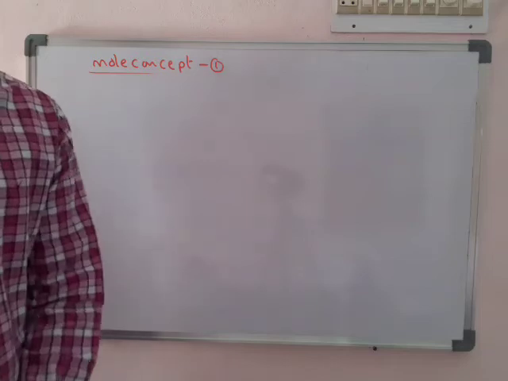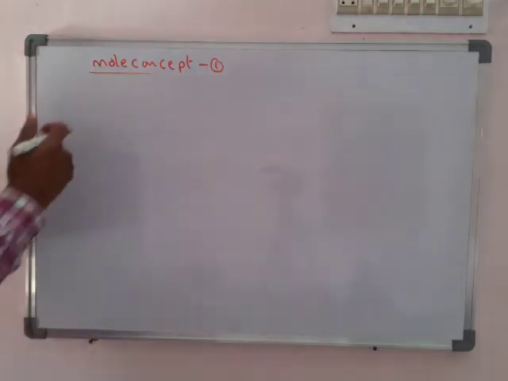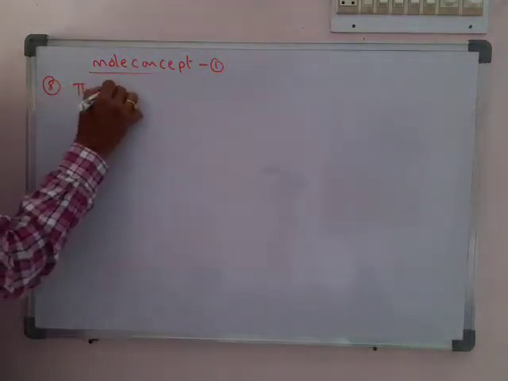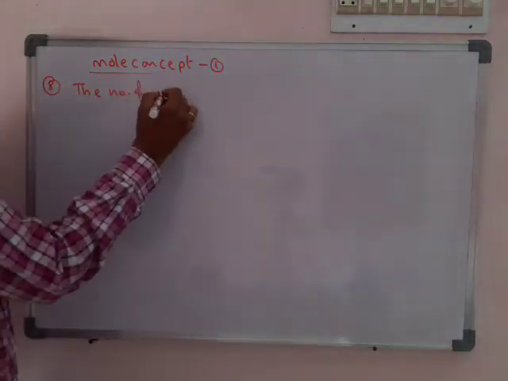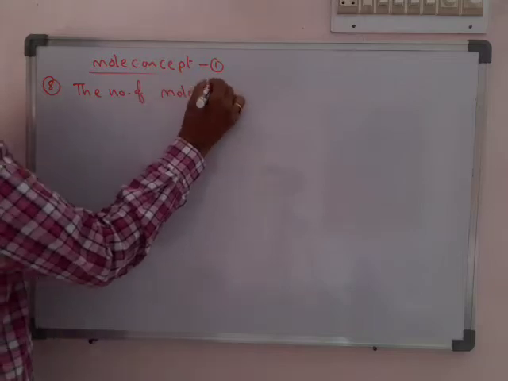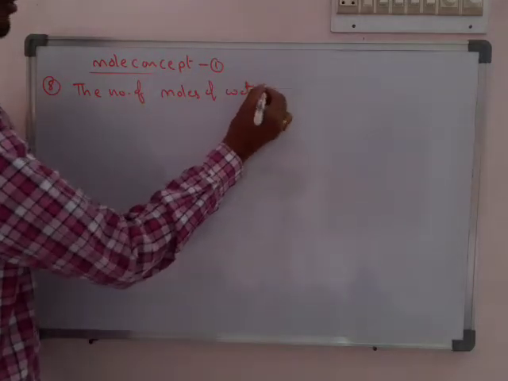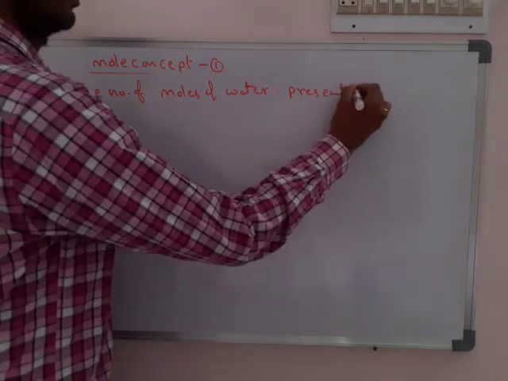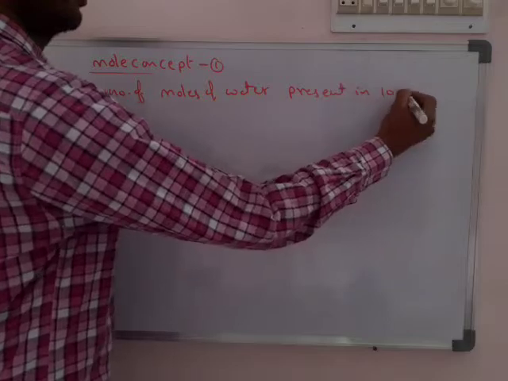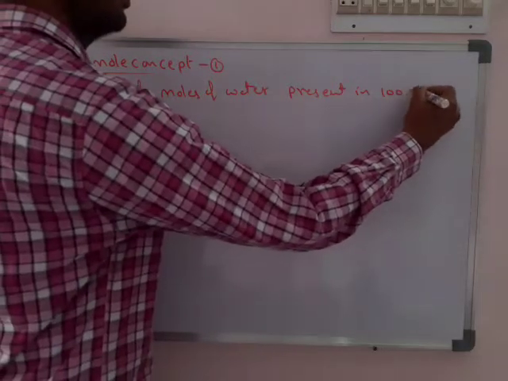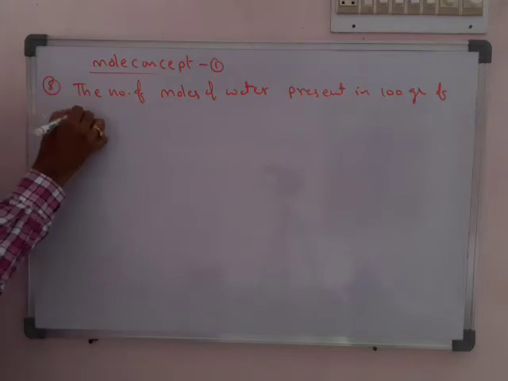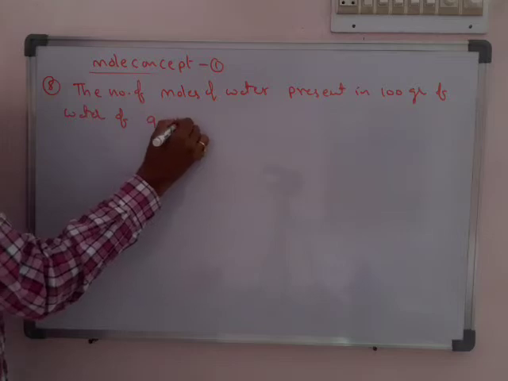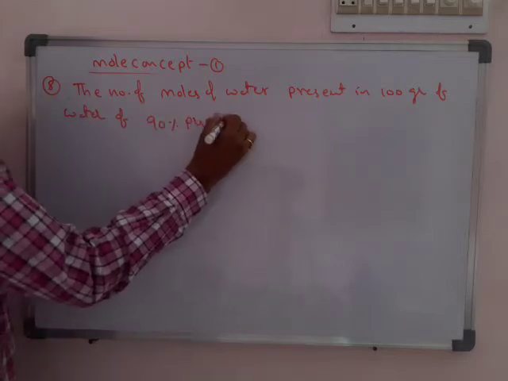See, there is one more problem. The eighth problem is somewhat different. So there is the number of moles of water. The number of moles of water present in 100 grams of water of 90% purity. It's just purity is only the difference.